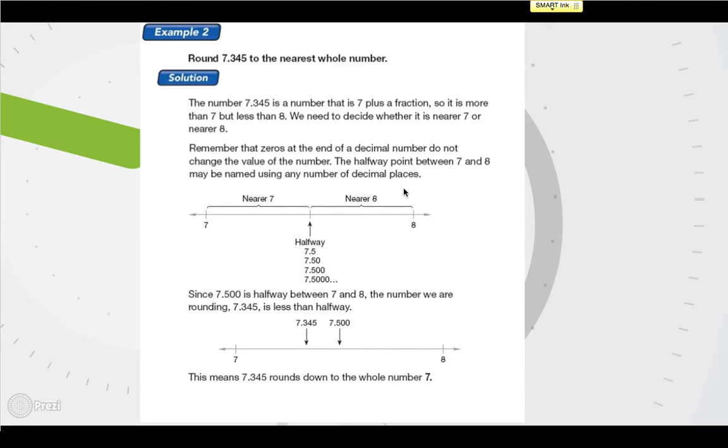Now we're going to round this to the nearest whole number. Remember, we're going to look at the number right after the decimal. That's going to tell us whether we're going to round it up or down. If it's below 5, we round down. If it's 5 and above, we round up. Since this number, the tenths place, is below 5, we round down. So this is going to be 7.